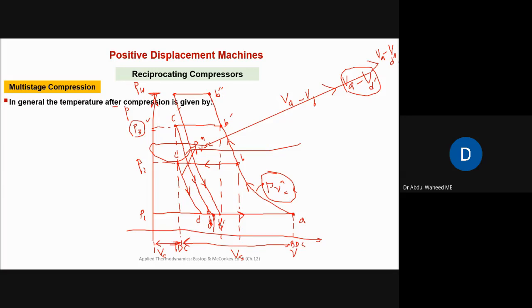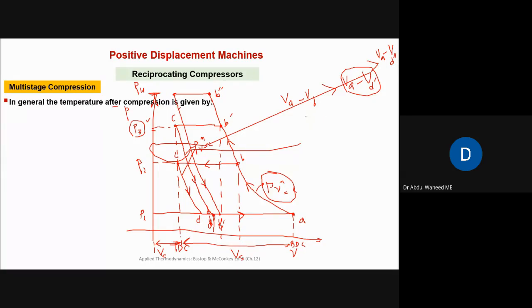So this is clear that as we are increasing the pressure, the induced volume is dropping. Is it clear? It will be like this, right? Okay, so hopefully it is clear.